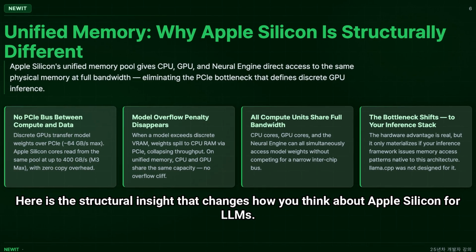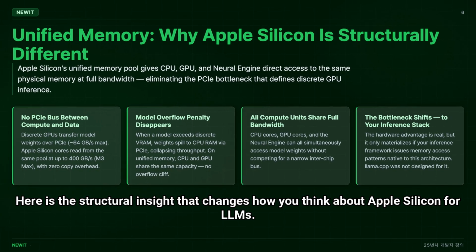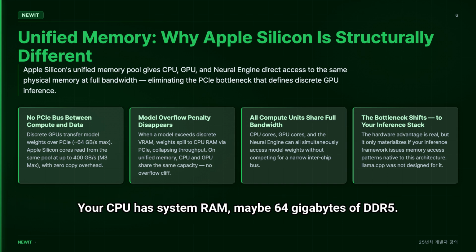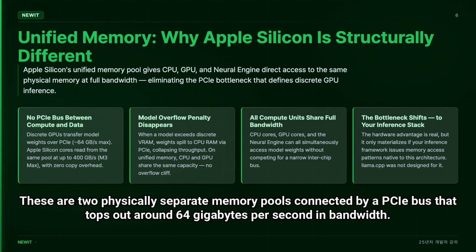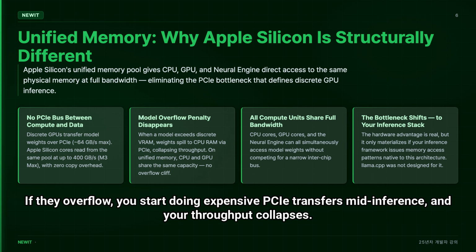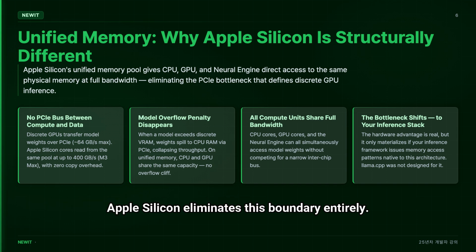Here is the structural insight that changes how you think about Apple Silicon LLMs. In a traditional desktop setup, your GPU has its own dedicated VRAM, 24 GB on an RTX 4090. Your CPU has system RAM, maybe 64 GB of DDR5. These are two physically separate memory pools connected by a PCIe bus that tops out around 64 GB per second in bandwidth. When you load a 13 billion parameter model, the weights have to live in VRAM. If they overflow, you start doing expensive PCIe transfers mid-inference, and your throughput collapses.